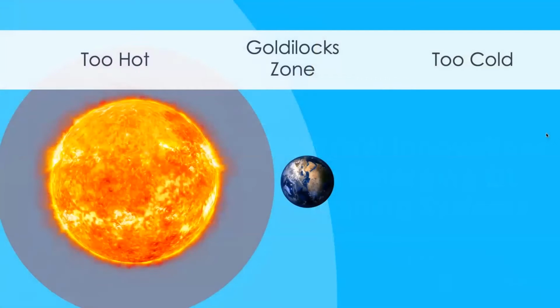Before I get deeper into the technical side of the talk, I wanted to introduce the concept of the Goldilocks zone. Earth lives in a zone that is dubbed the Goldilocks zone. What that means is that if we were closer to the sun, the climate on Earth would be too hot to sustain life. And if we were slightly farther from the sun, the climate would be too cold to sustain life.